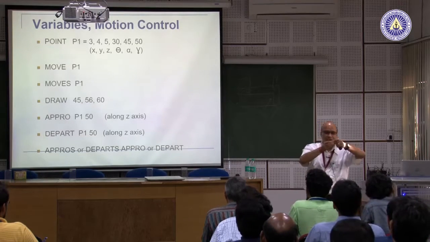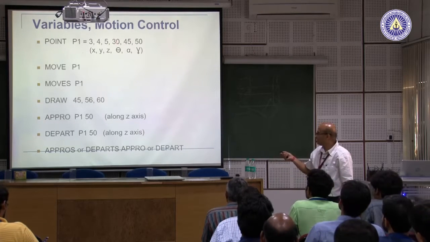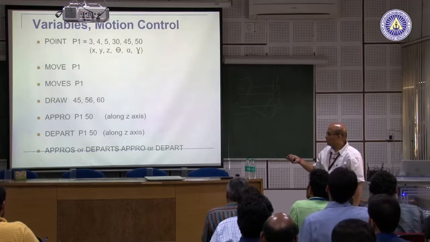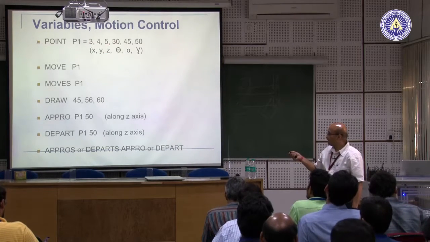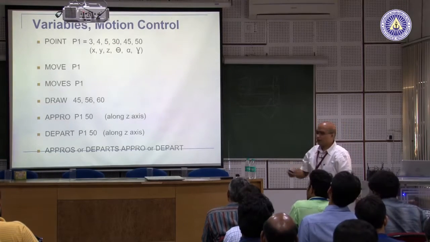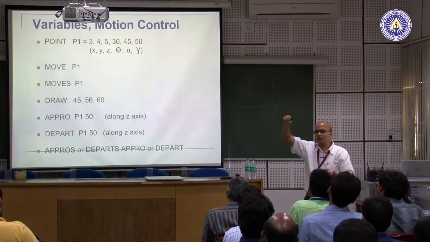So, if you want a particular orientation, you have to tell what the orientation is. This is the angle with the x axis, y axis, z axis. This is the coordinate of a point: 3, 4, 5. So point P1 has x, y, z and 3 angles. It defines a point P1. We can define different points in space: P1, P2, P3, P4 or whatever, A1, A2, A3, A4.